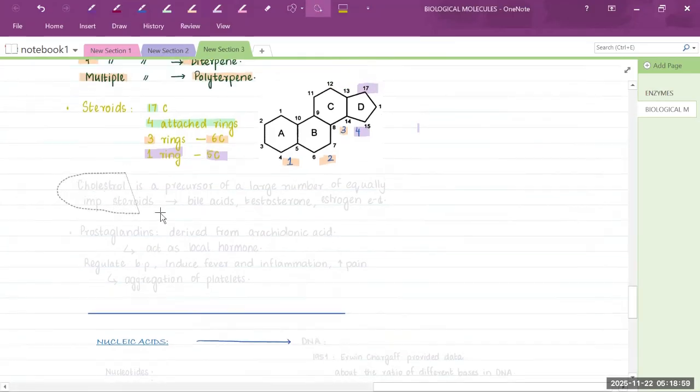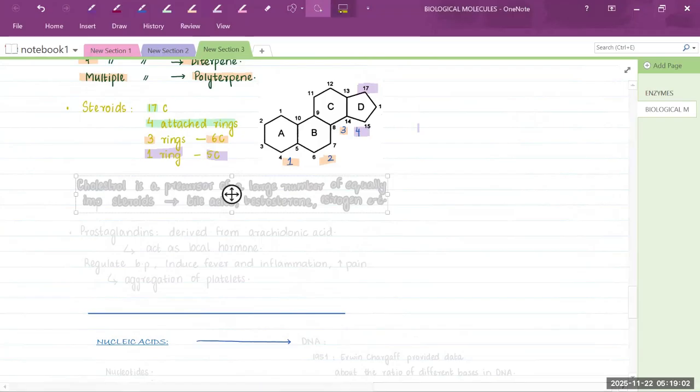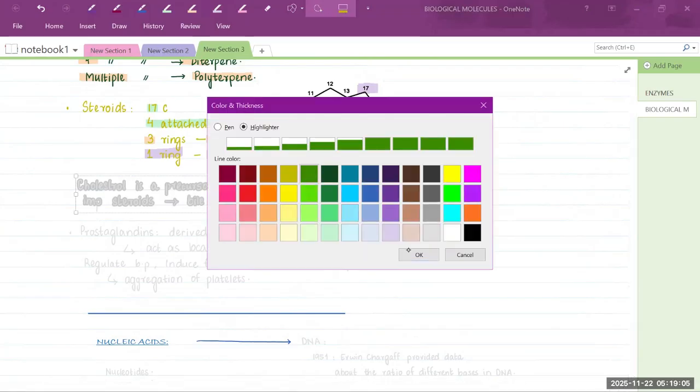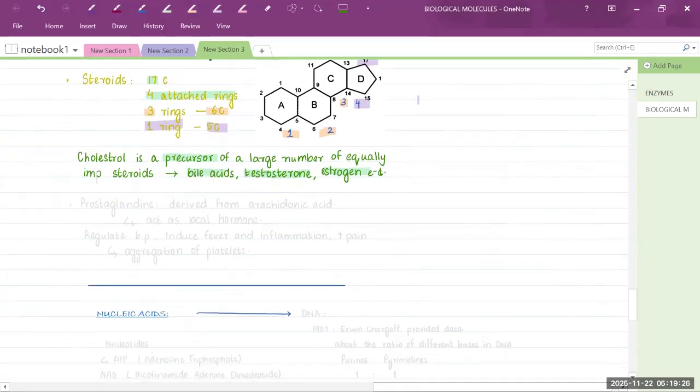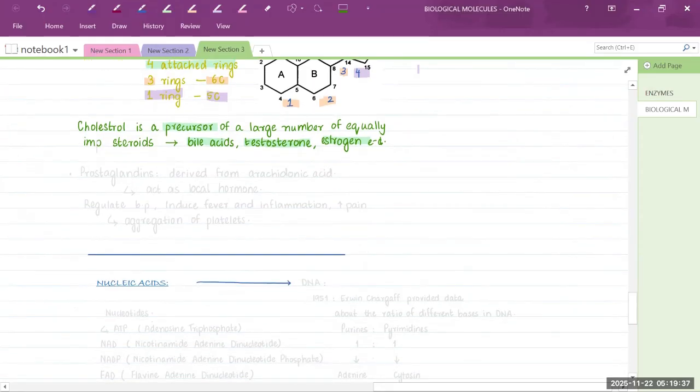What is cholesterol? Cholesterol is a precursor of a large number of equally important lipids. What does that even mean? It means cholesterol is a precursor, basically like a father. So due to cholesterol, these bile acids, testosterone, estrogen and progesterone are made. That's why cholesterol is basically the father. All these are made from cholesterol. And cholesterol is also classified as a steroid.